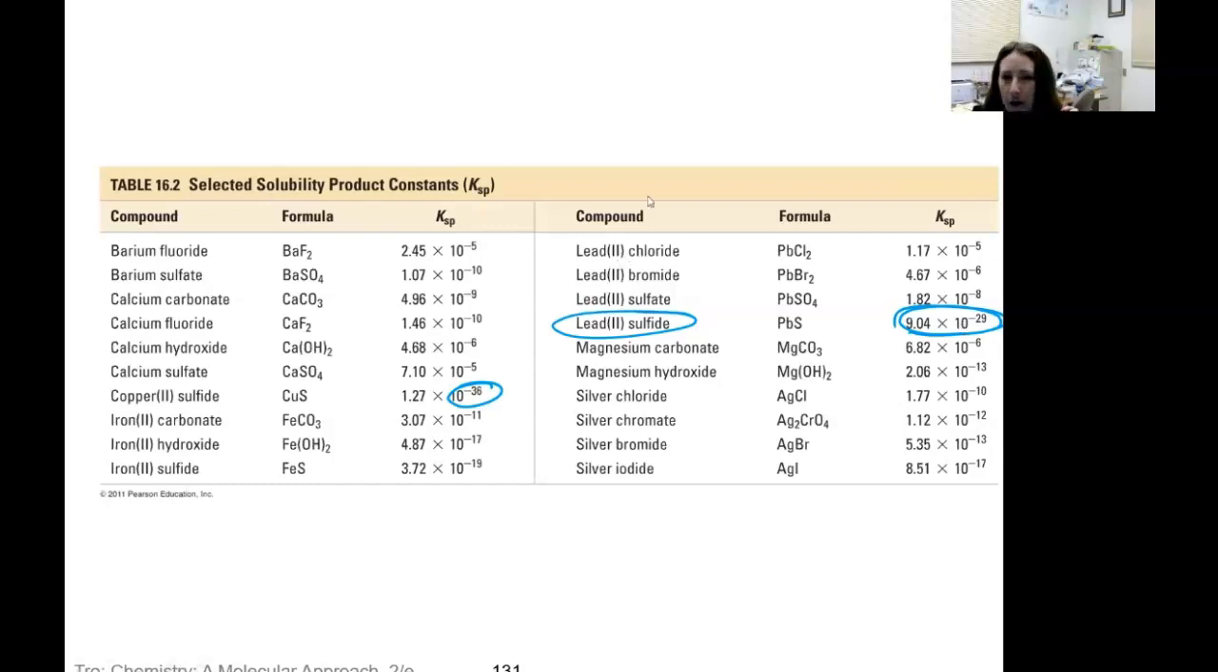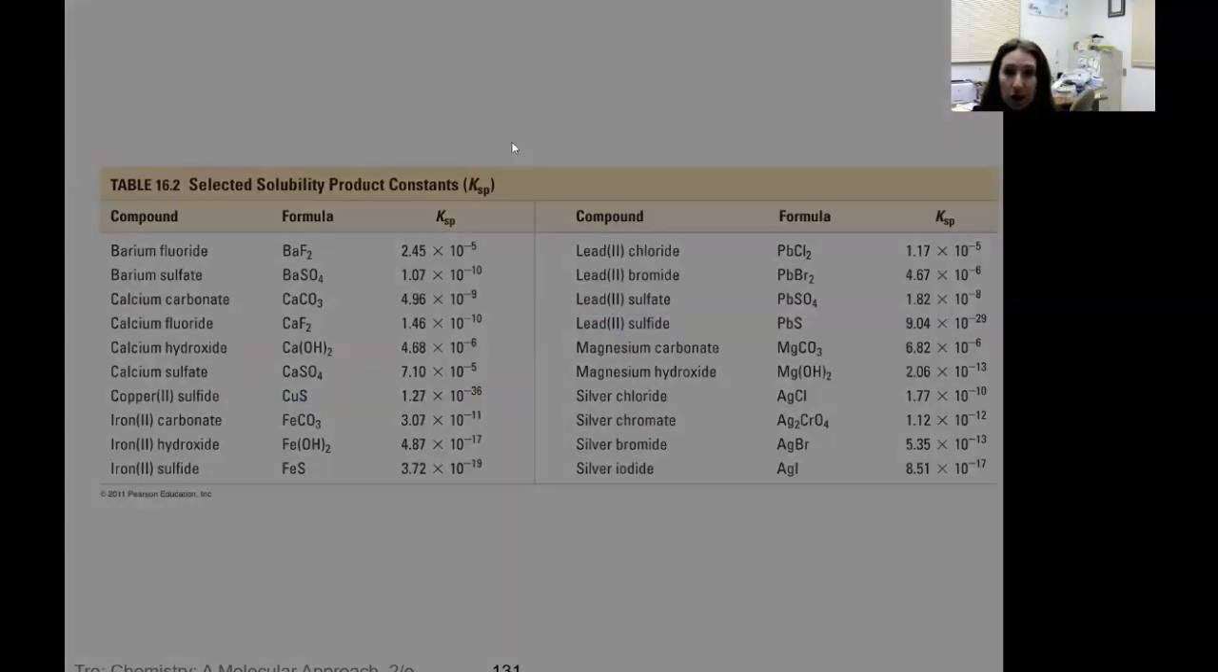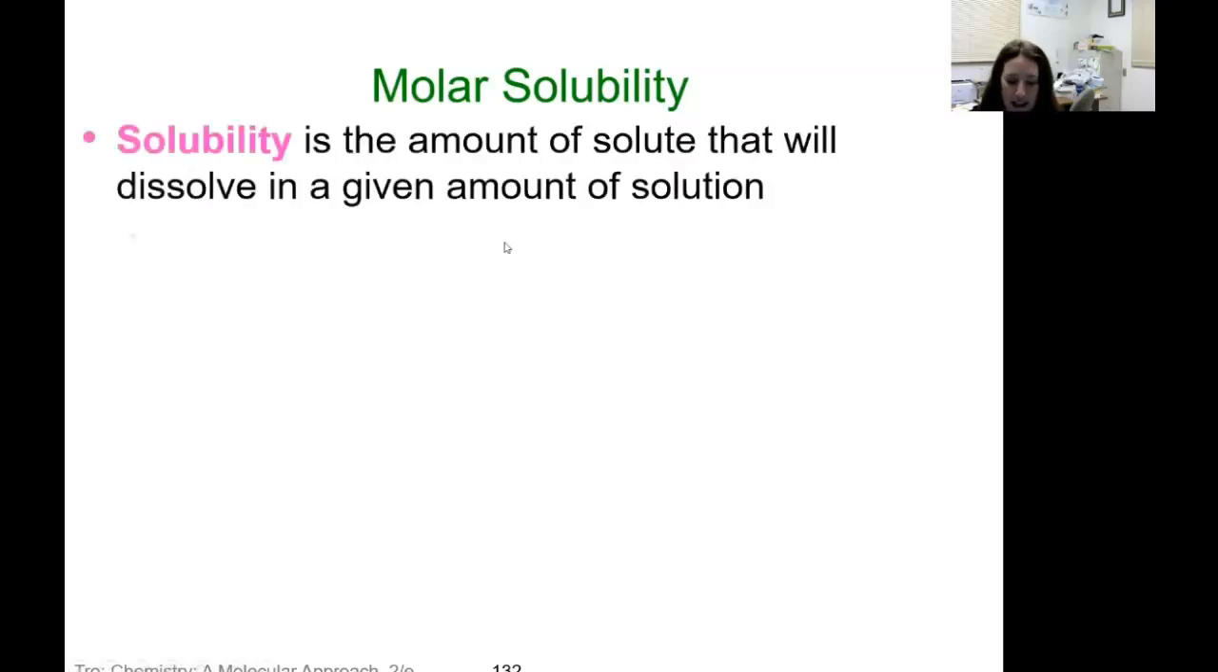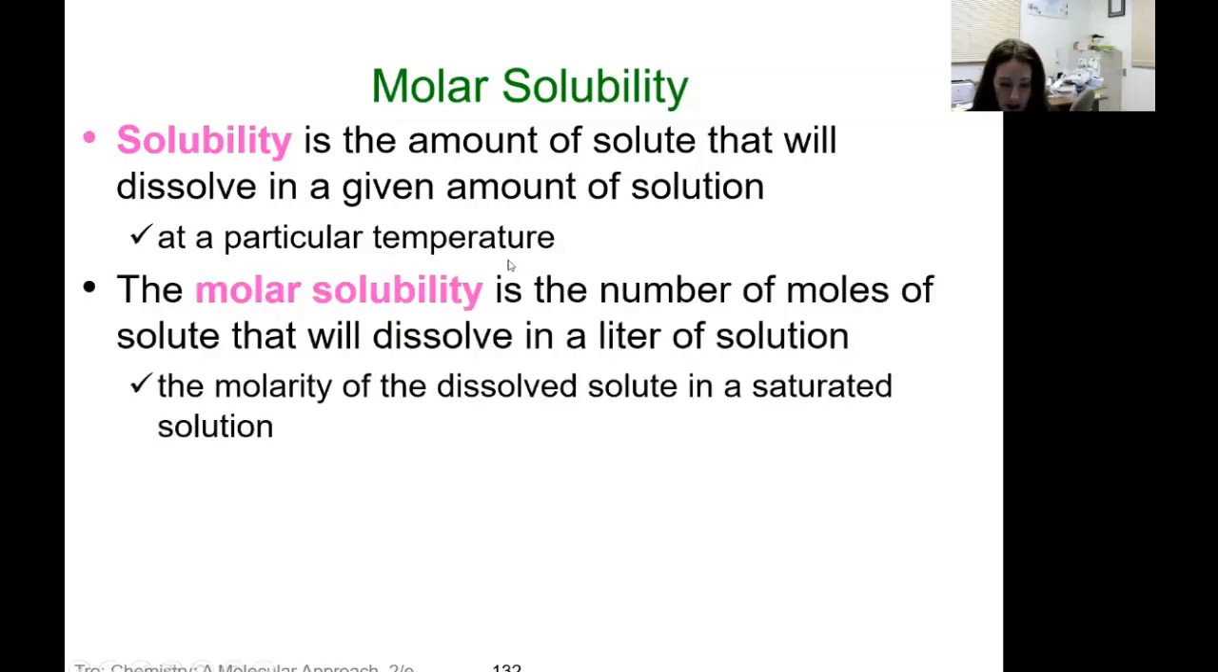So that's what we're going to find out. How much lead? How much sulfide? Right? Copper 2 sulfide is insoluble, but how much copper? How many copper ions are in there? How many sulfate ions? So that's what we're going to figure out with what we call molar solubility. It is the amount of solute that will dissolve in an amount of a solution, right?